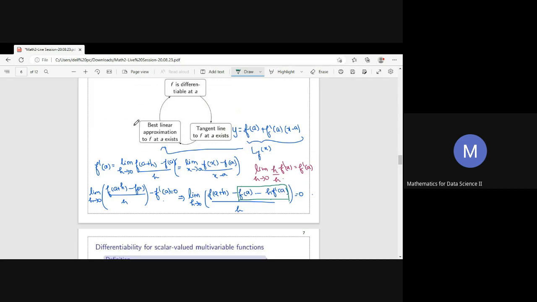So this part is f of a minus, let us say the minus term is commonly outside. So f of a plus f dash of a times h. Right? h times f dash of a.